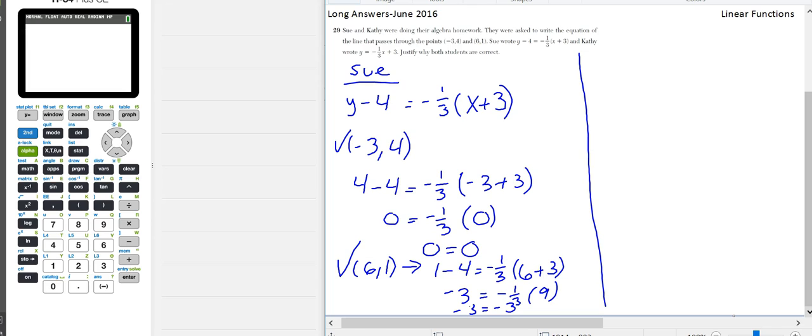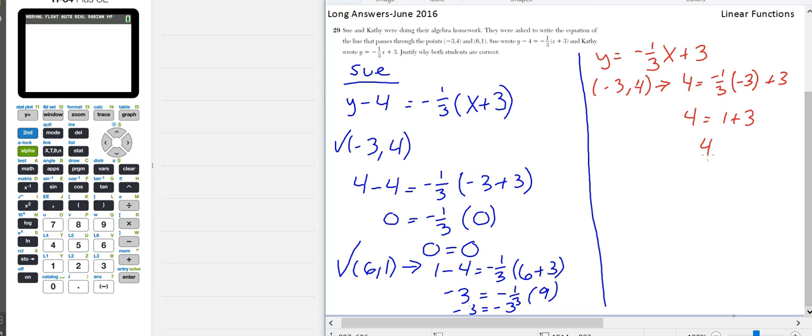Kathy's equation is y is equal to -1/3x plus 3. And we're going to first evaluate that at the point (-3, 4). So let's plug that in. Wherever we see a y, we're going to plug in a 4. Wherever we see an x, we're going to plug in a -3. So for y, we have 4 is equal to -1/3 times x, which is -3, plus 3. 4 is equal to -1/3 times -3 is 1, plus 3. 4 is equal to 1 plus 3, which is 4. So the point (-3, 4) makes Kathy's equation correct.